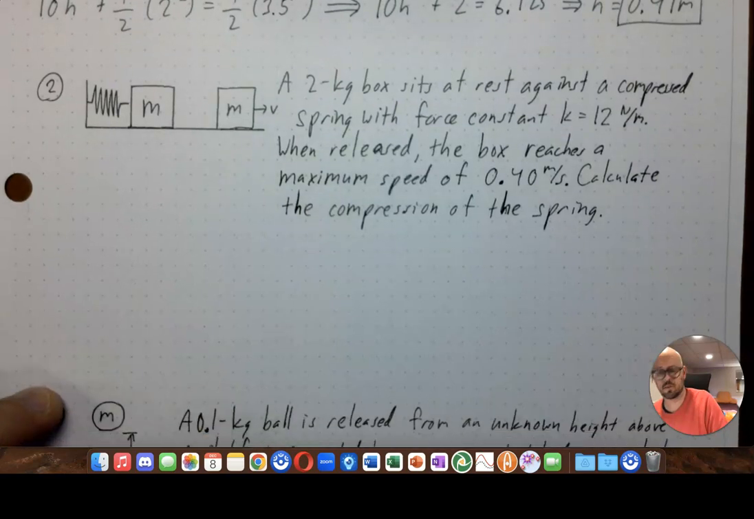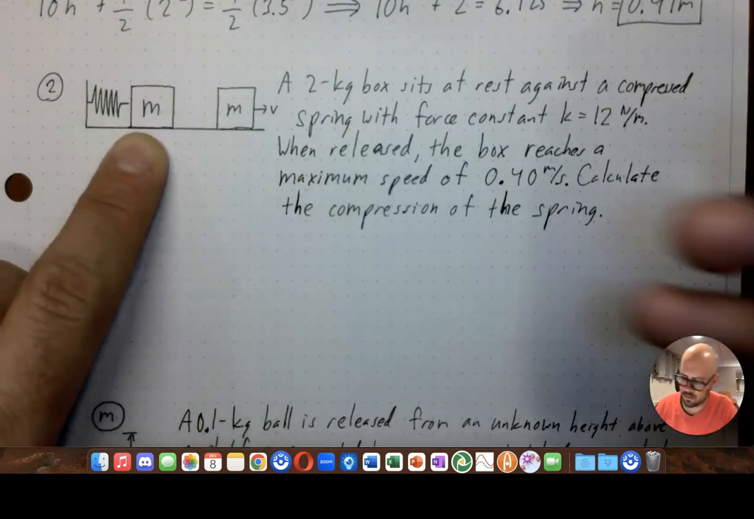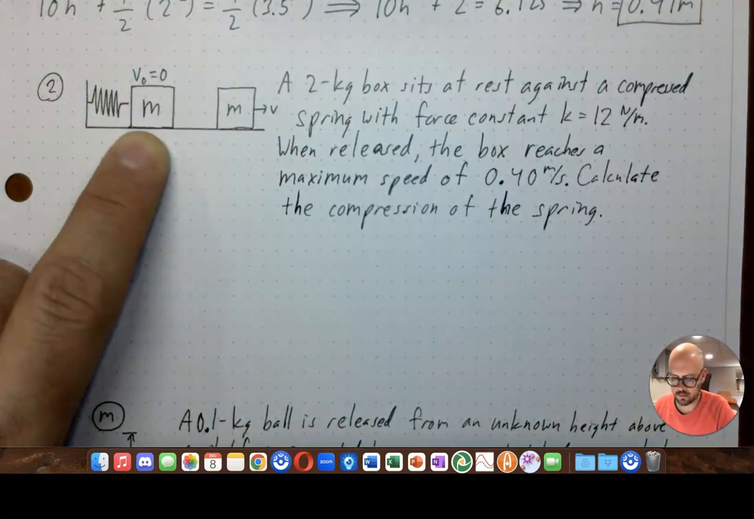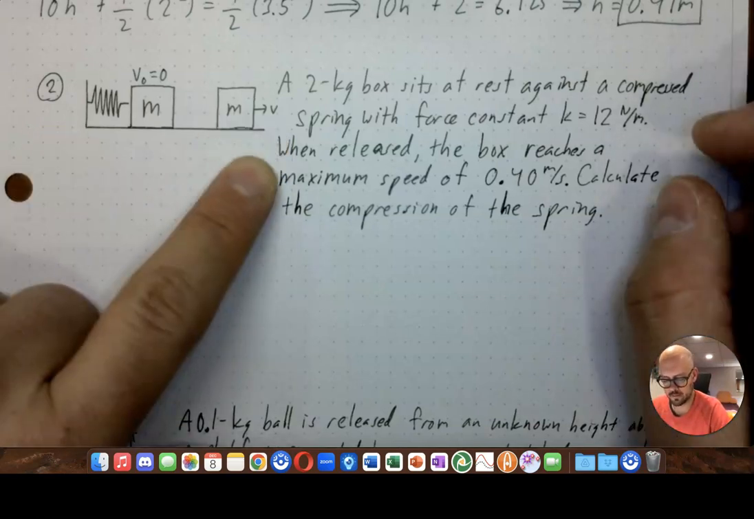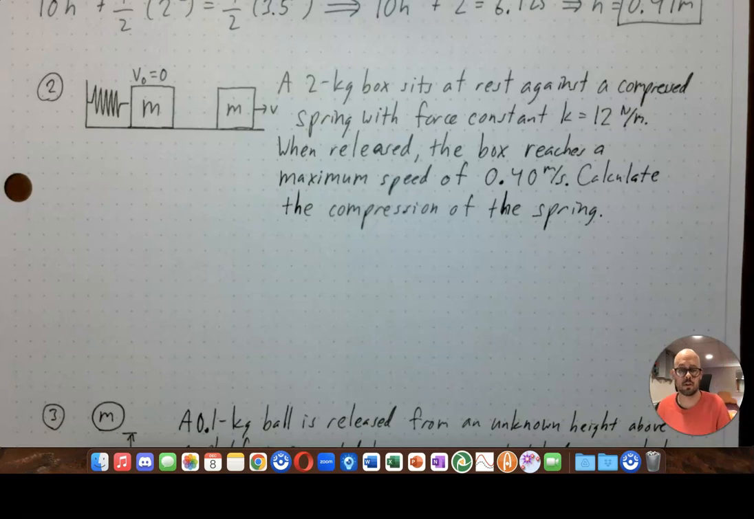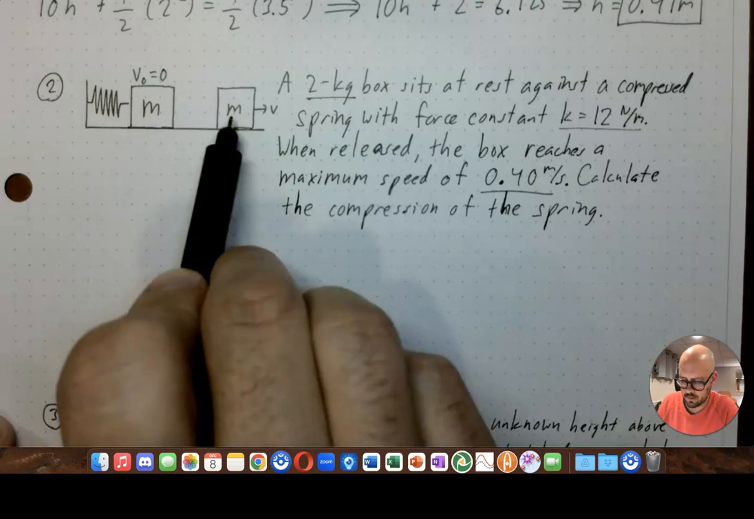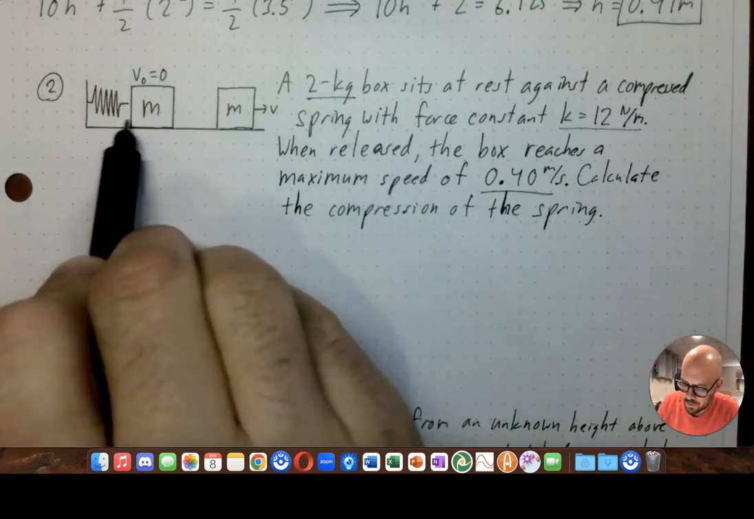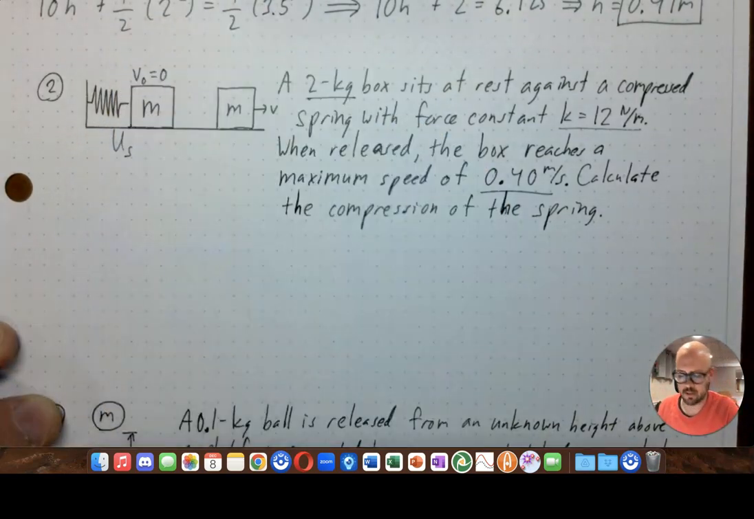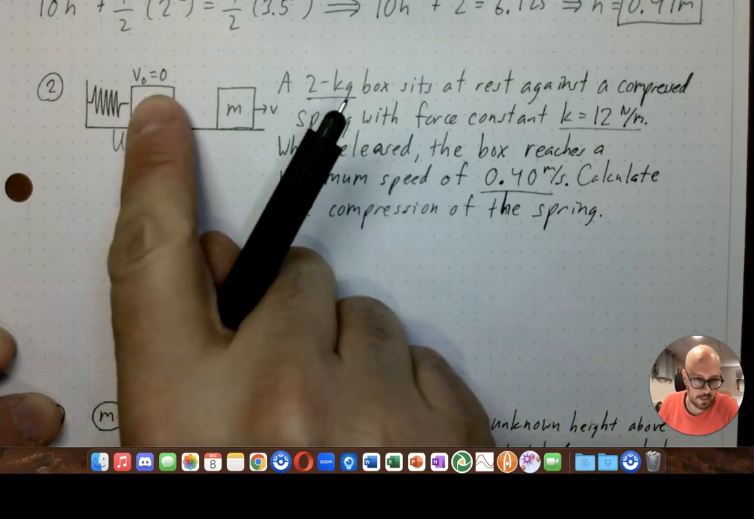All right, next one. We have a spring. This object is at rest when it's here, and it is moving when it's over here. This is a flat surface. Now, whenever you have a flat surface, you are no longer considering gravitational potential energy. We know the force constant of the spring. We know the speed that the box reaches at its maximum. And we know the mass of the box. So based on this, and not considering gravitational potential energy because there's no change in height, it's pretty clear that right here there is elastic potential energy and no kinetic energy.